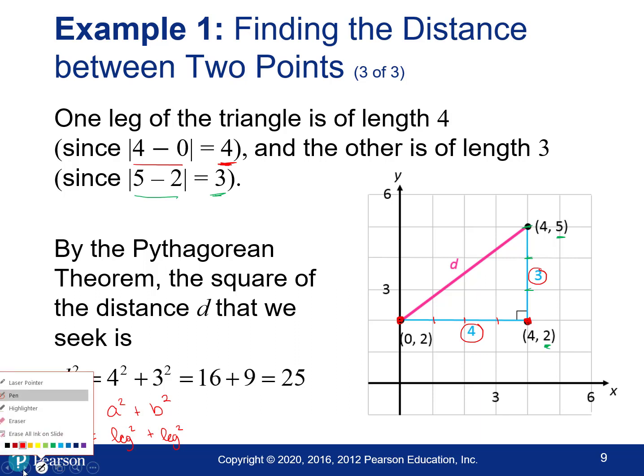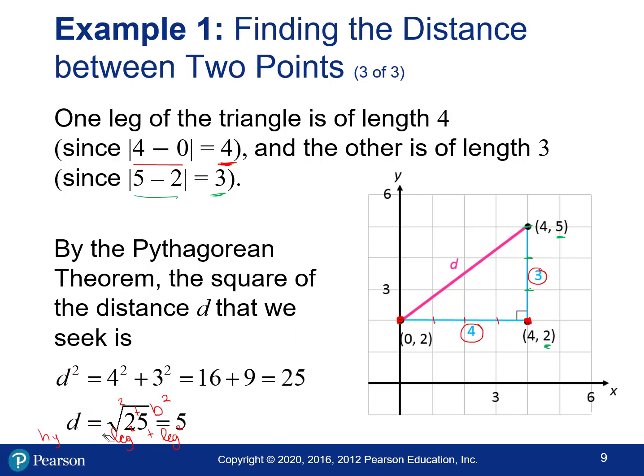So we want to go one more step, and we want to take the square root of that number. So let's erase this. And that's going to give us the distance that we want. So that's 5 units. Okay, so we got our final answer, 5 units.